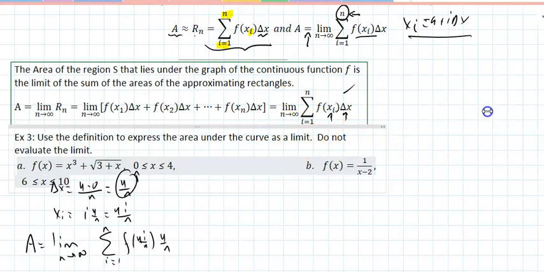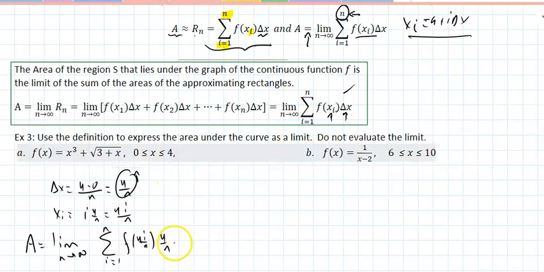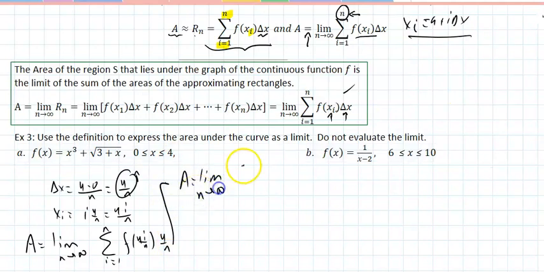So area would be the limit as n approaches infinity of the series i equals 1 to n. If I take this and I put that in place of x, wouldn't that be 4i over n cubed plus the square root of 3 plus 4i over n, all multiplied by delta x, and there it is.